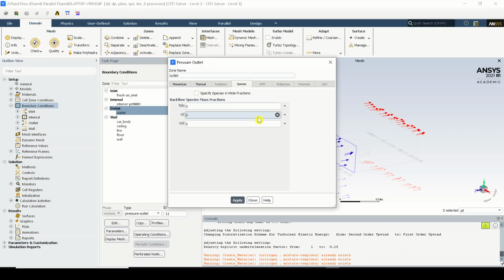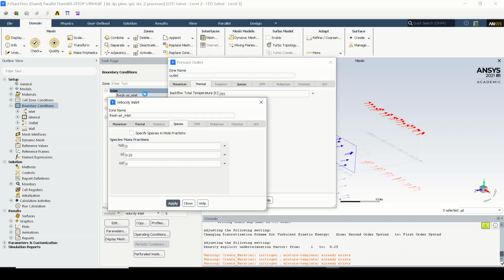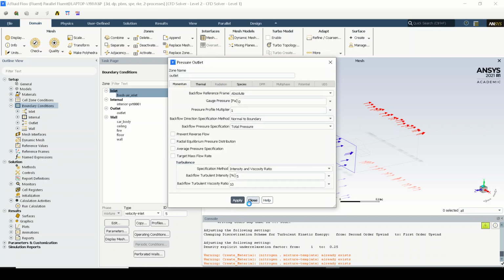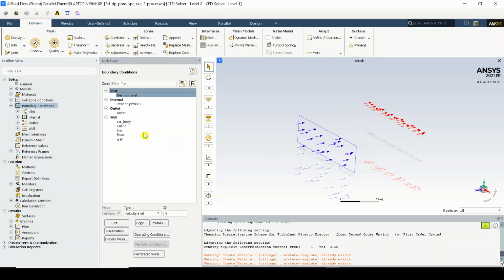But during the solution process there may be some inflow through this boundary as well in the beginning. So for that case we will define the same values of species at the outlet as well, especially with respect to temperature, 293. So we will just define these two at least at the outlet boundary, and even if we are not defining it, well and good, no problem, it will automatically solve it. So we will just close it, and we are done with the outlet as well.